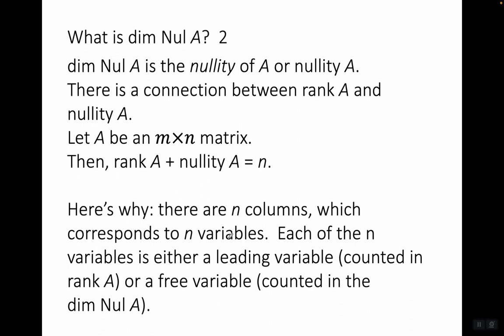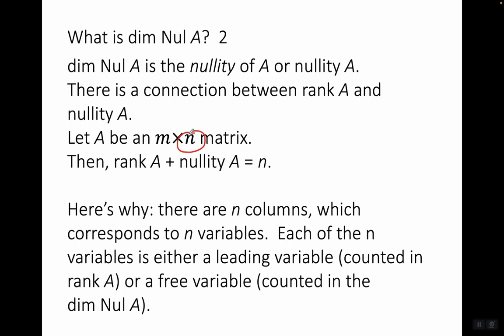There's a connection between the rank of A and the nullity of A. Let A be an m by n matrix. Then the rank of A plus the nullity of A equals n. Here's why. There are n columns. It's an m by n matrix, which corresponds to n variables.